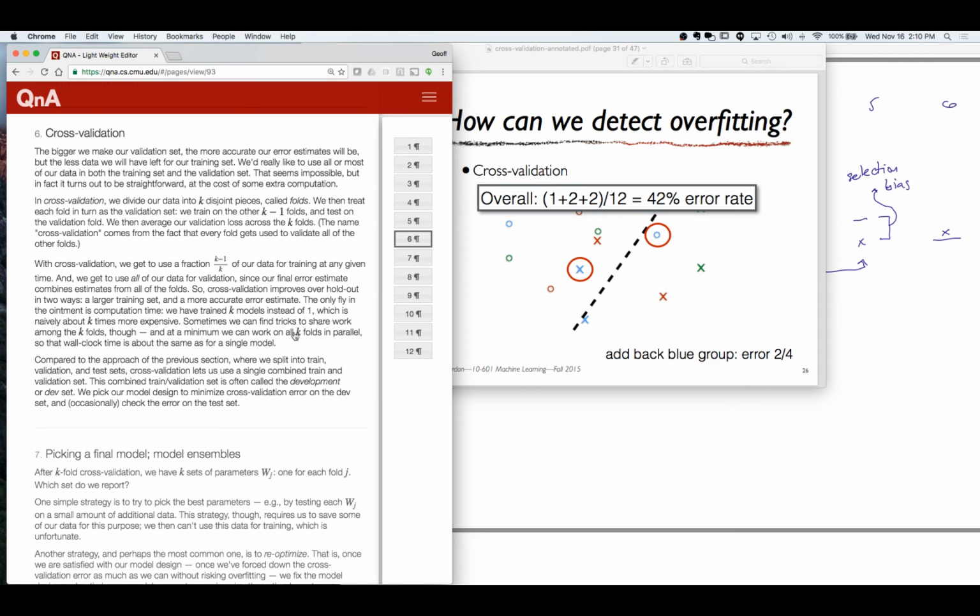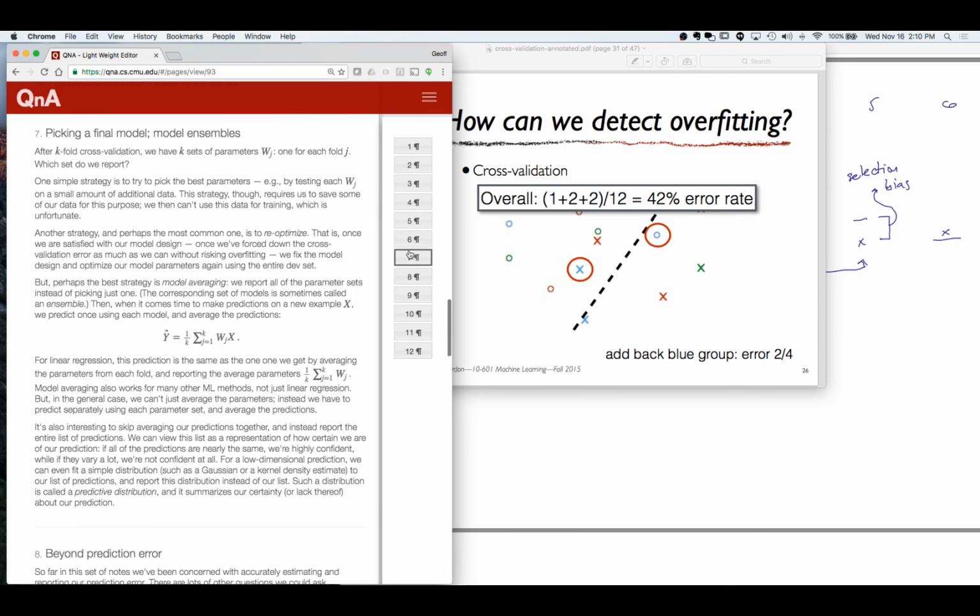And so what that means is that instead of splitting into train, validation, and test data, we just combine our train and validation data. And often people will call that a development set or a dev set. And we'd use cross-validation within the dev set to both optimize our model parameters and optimize our model structure. And then we rarely check the error on the test set.